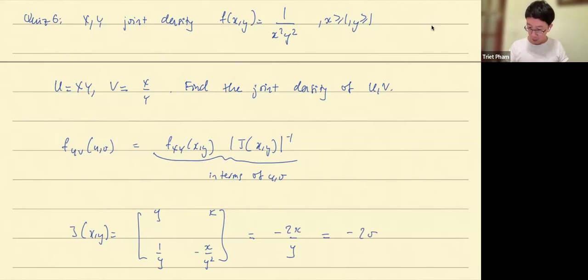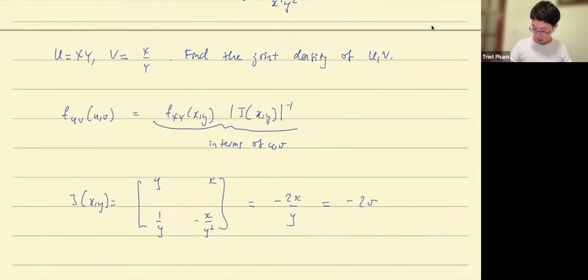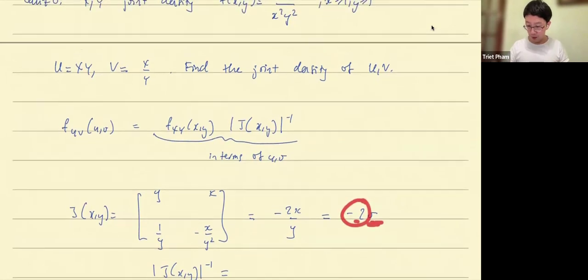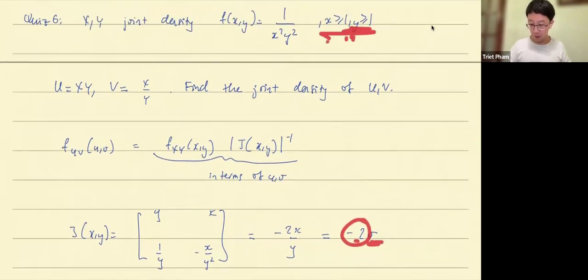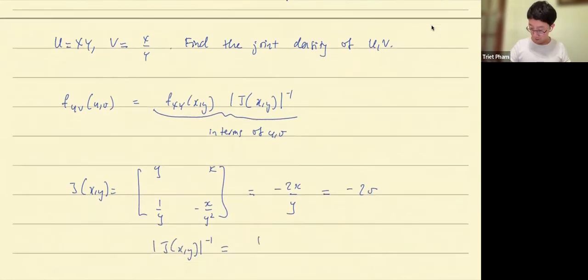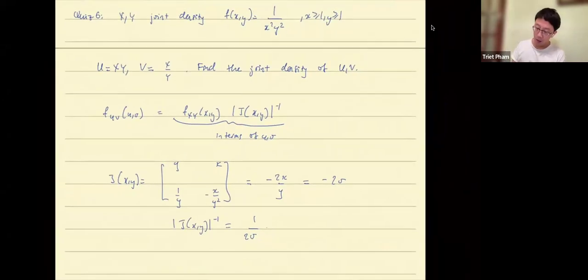And so the absolute value of the Jacobian inverse will be what? Well, it's just 1 over that. But notice, what does absolute value do? Well, of course, it turns minus 2 into 2, but what about the v? Since x and y are greater than 1, when you divide, v is automatically positive. So the absolute value will just be 2v.